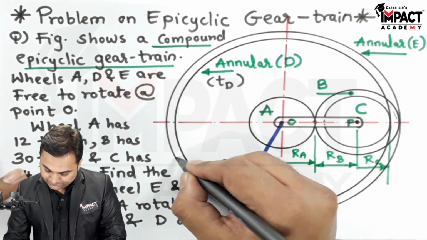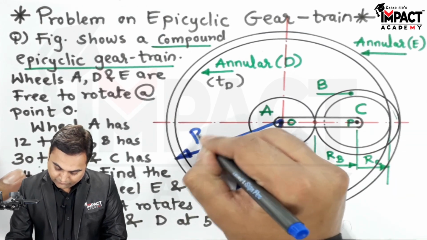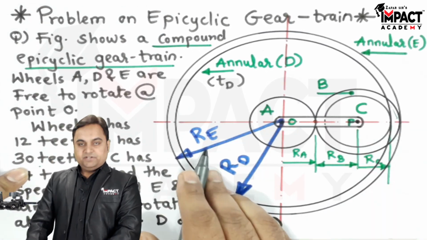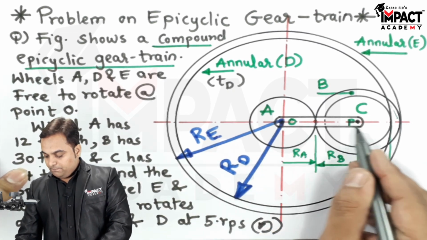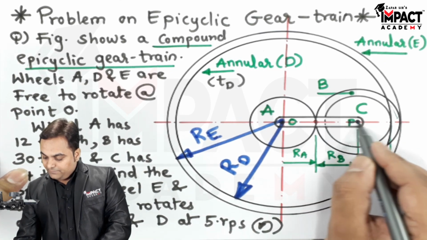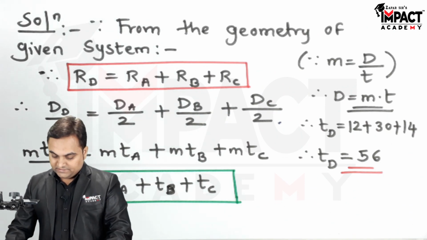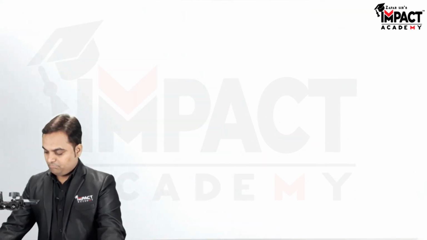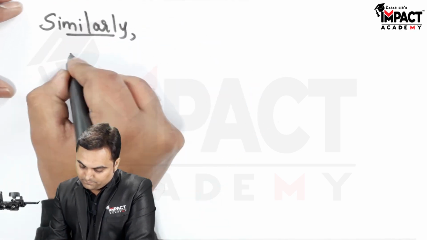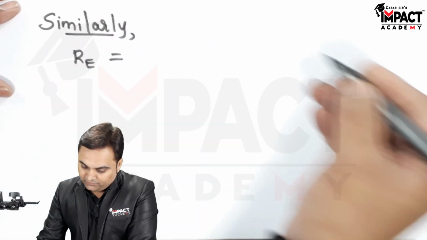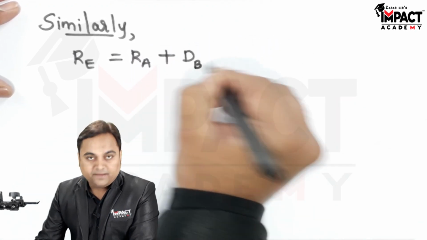From the same center up to the outer radius is the radius of wheel E. This radius is made up of, it can be clearly seen, radius A plus, here we have diameter of B, that is the bigger wheel. So it can be written similarly: radius of E is equal to radius of A plus diameter of B.